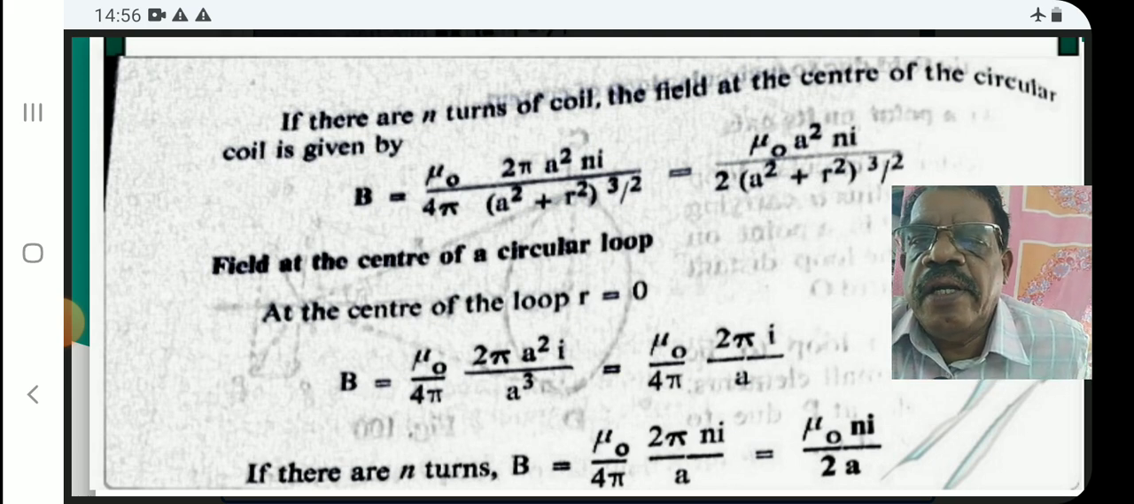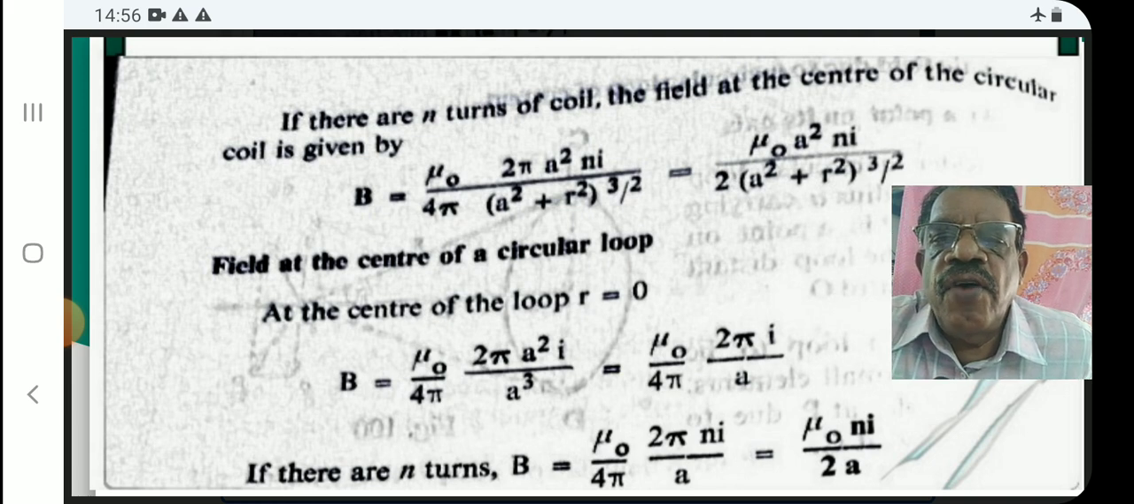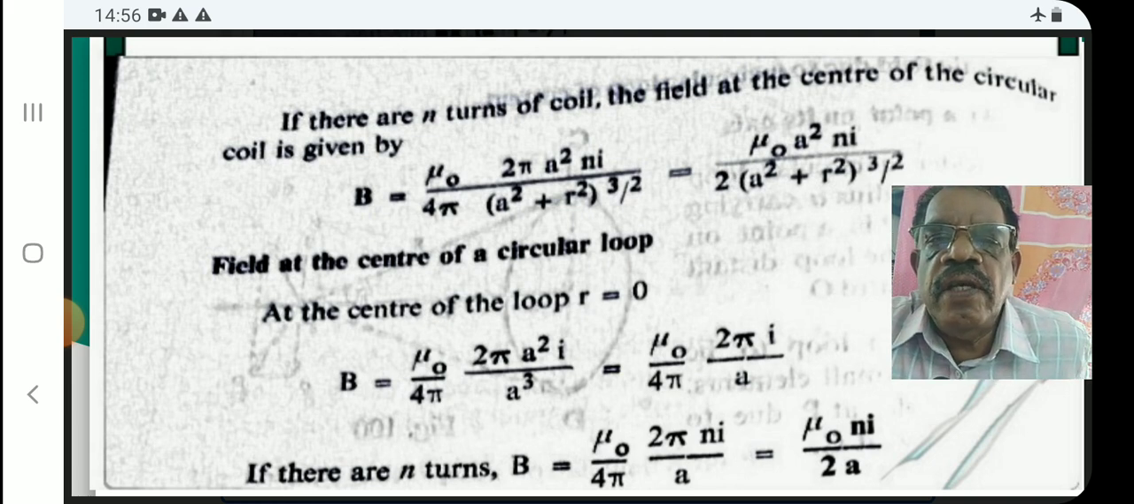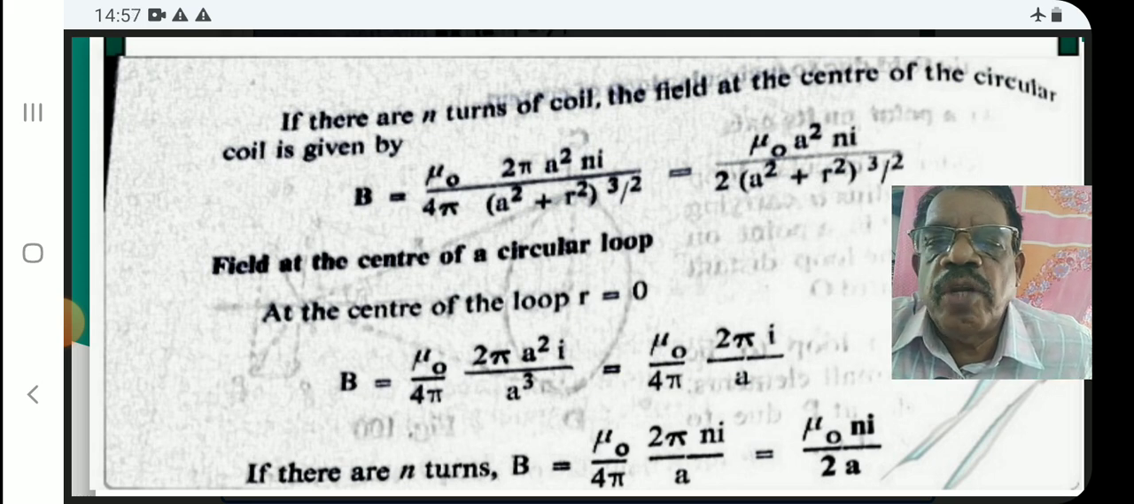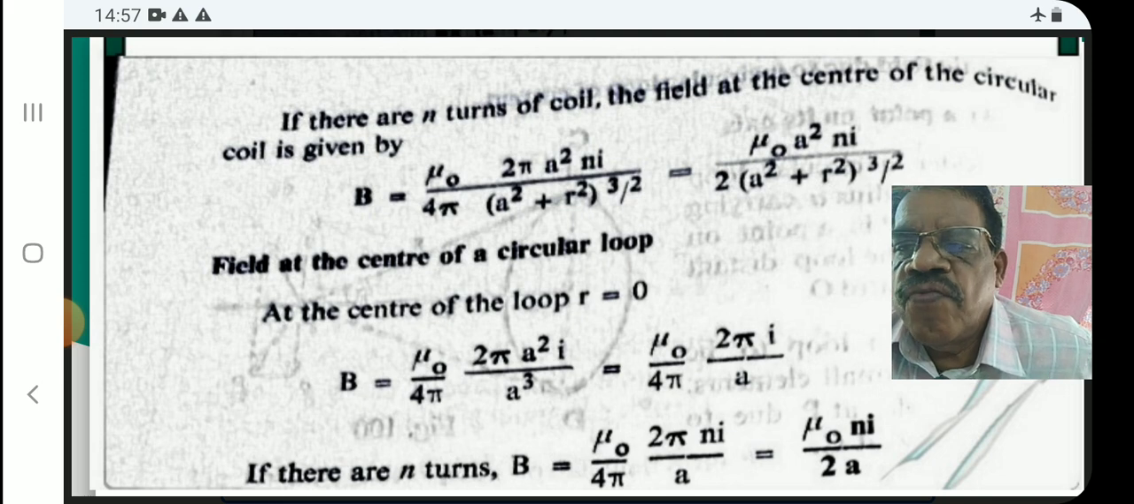If there are n turns of coil, the field on the axis of the circular coil is given by B is mu 0 by 4 pi 2 pi a square N I by a square plus r square raised to 3 by 2, or mu 0 N a square I by 2 into a square plus r square raised to 3 by 2. Field on the axis of the coil.